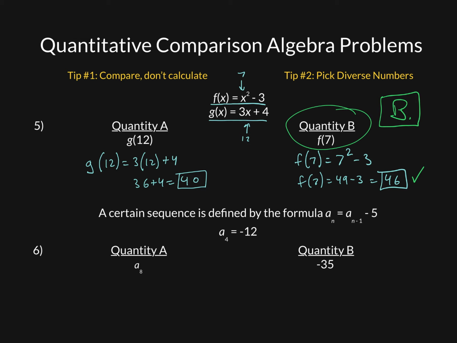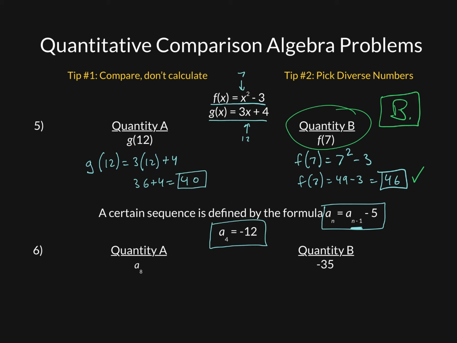A certain sequence is defined by the formula an equals an minus 1 minus 5. So we've got this formula here for determining the value of a sequence. It essentially says that an, the nth term, is equal to the prior term, that's what an minus 1 means, the prior term minus 5. So they're telling us what a4 is. a4 is negative 12. That's another key component.